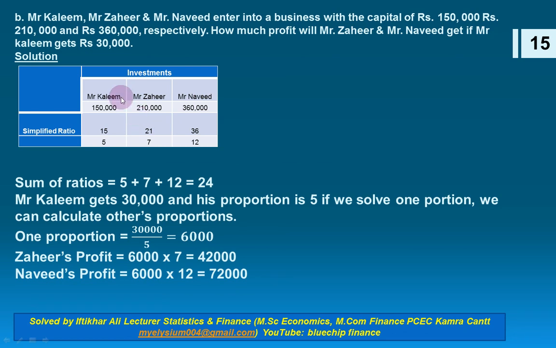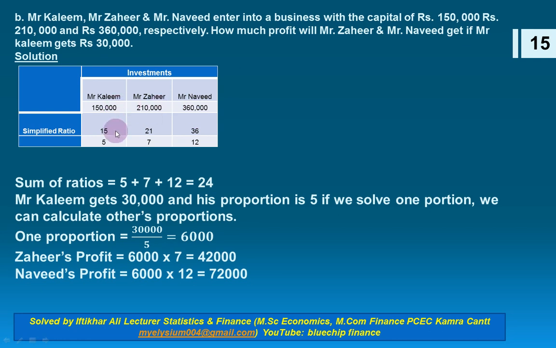First of all, we write down here their investments. Mr. Kaleem is investing 150,000, Mr. Zahir is investing 210,000 and Mr. Naveed is investing 360,000. And now after that we just convert these three figures into the simplified ratios. It will be reduced to 15, 21 and 36 and finally 5, 7 and 12. And just simply take one table on which all these values will be divided.